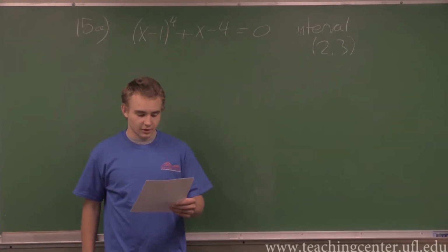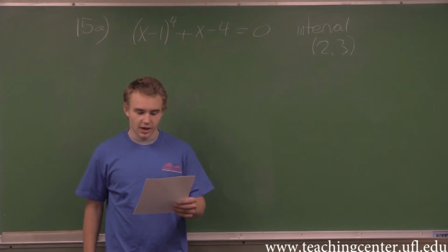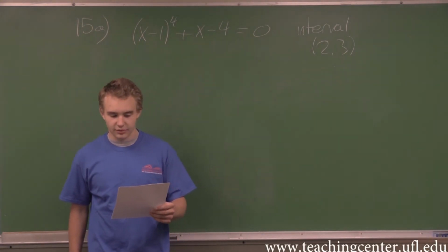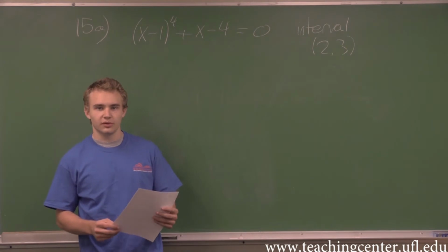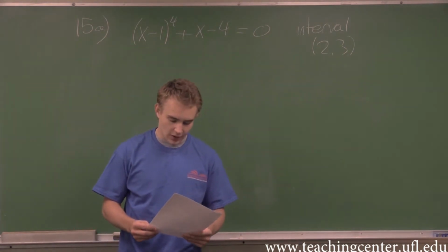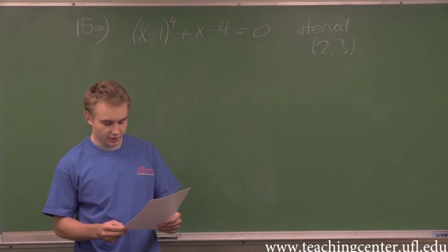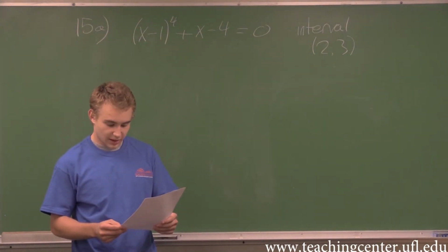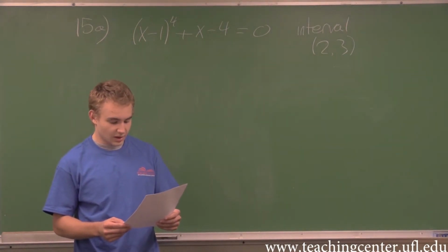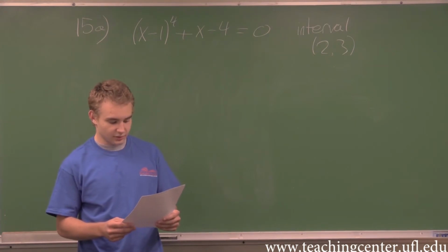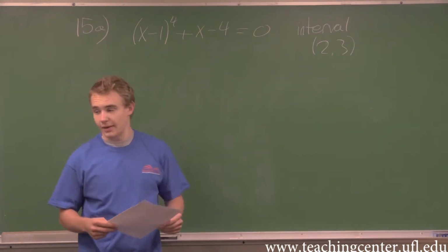Hello, so we are looking at 15 Part A on the MAC 2311 review for Exam 1, Summer 2014. Part A says, explain why the intermediate value theorem does or does not guarantee a solution on the given equation in the specified interval. So for 15A, we're looking at that one.